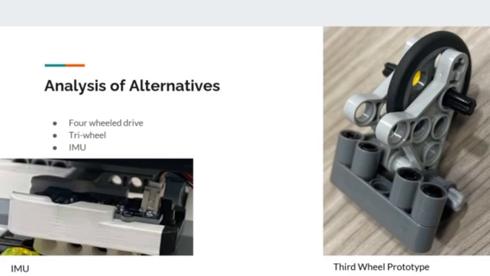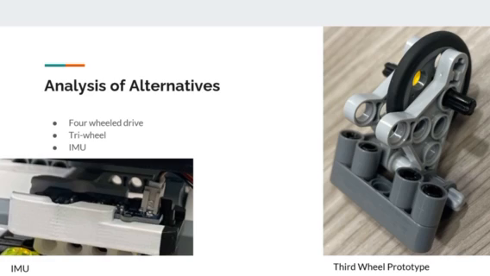For alternative options, we considered a 4-wheel drive using tank treads, a 3-wheel design, or simply using the IMU in our design. The 4-wheel drive we decided to not go with because the tank tracks would have messed up the math that we did to program the robot.